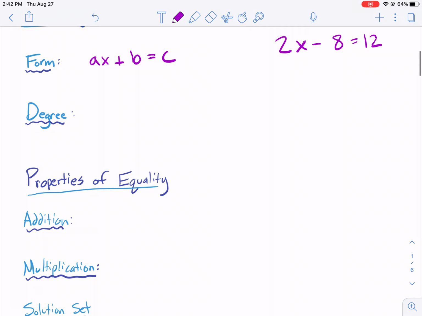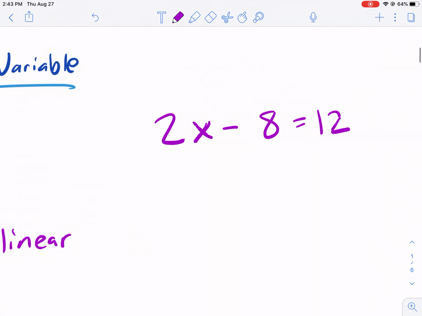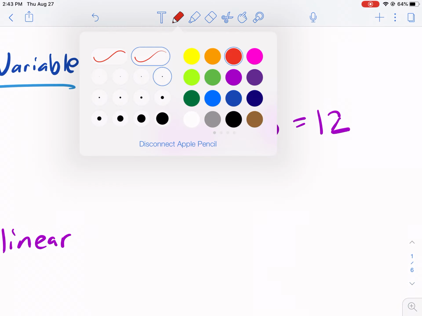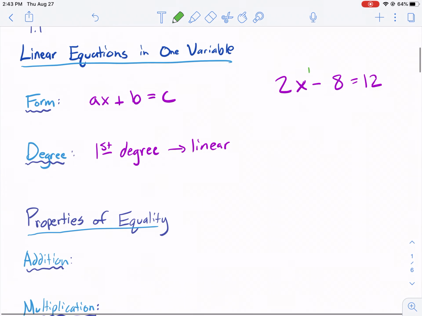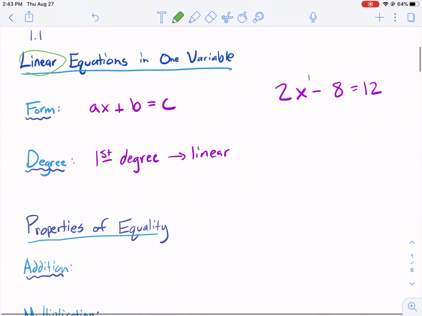Now, when we're talking about degree, we're talking about the highest variable. So it's always going to be first degree for linear. Now, what do I mean by that? If you look here to this example, there's no 2 written here. This would not be a first degree, therefore it's not linear. So this is 1, so it's good. It's a first degree equation, so that qualifies as linear.